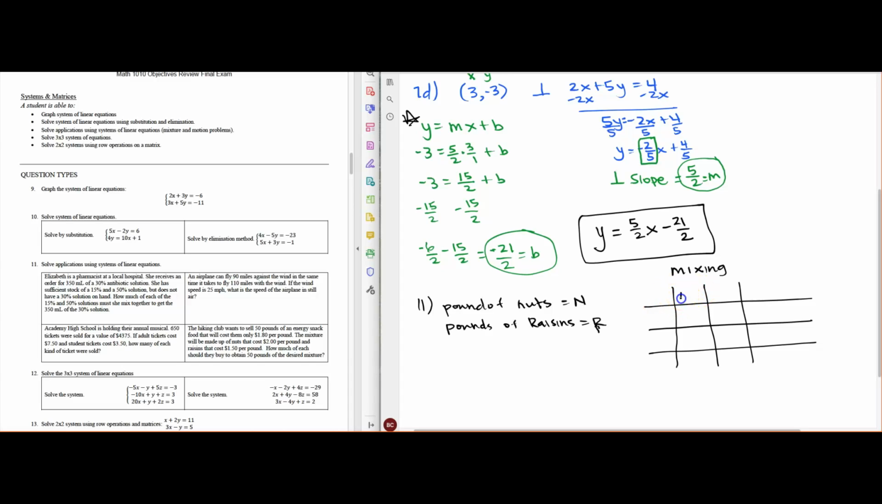Okay, so the things that we're mixing are nuts and raisins, and then we want to know about the mixture of those two. And our labels that show up in our question are pounds and money, the price of it. So when we're looking at just this top one, we don't know how many pounds of nuts and pounds of raisins, because those are the two things we're trying to find. But we said we're going to call that N and R, right? But the total mixture is going to be how many pounds?